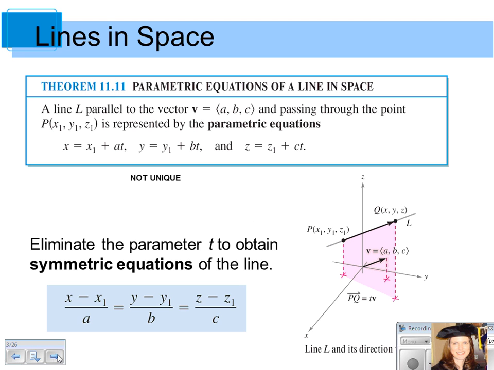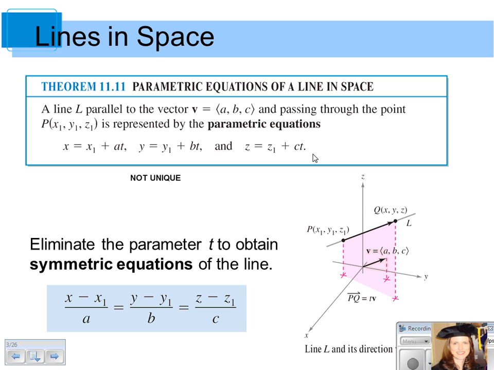Theorem 11.1 is parametric equations of a line in space. A line L parallel to a vector v with components a, b, and c, and passing through the point P with coordinates x1, y1, and z1 is represented by the parametric equations: x is equal to x sub 1, which is the point on the line, plus at, where a is the first component of your parallel vector; y equals y sub 1 plus bt; and z equals z sub 1 plus ct.